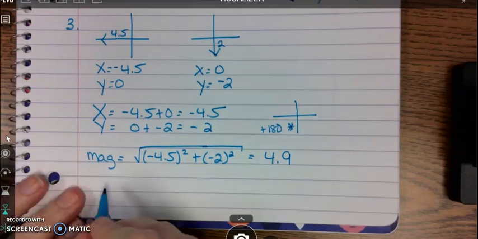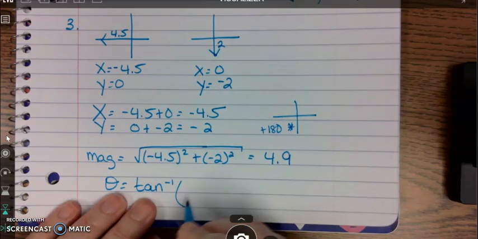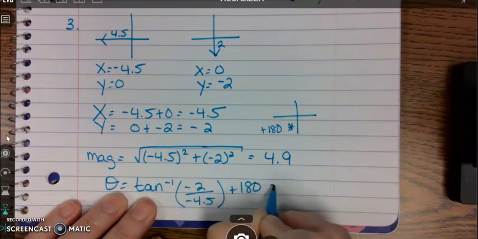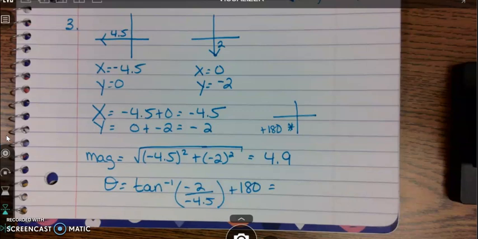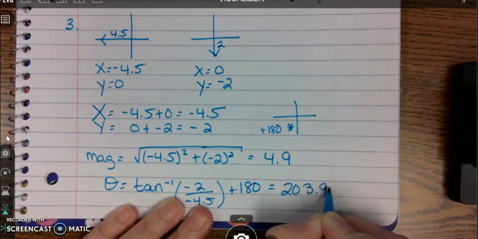Then to calculate the angle, we take the inverse tangent of y over x, and don't forget we're going to add 180. Negative 2 divided by negative 4.5, plus 180. And I get 203.96 degrees.